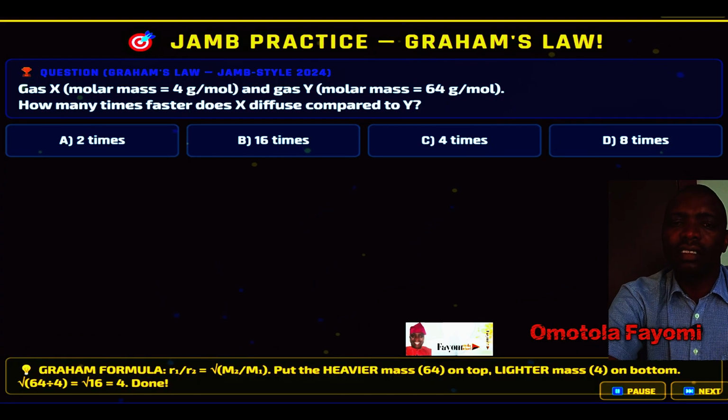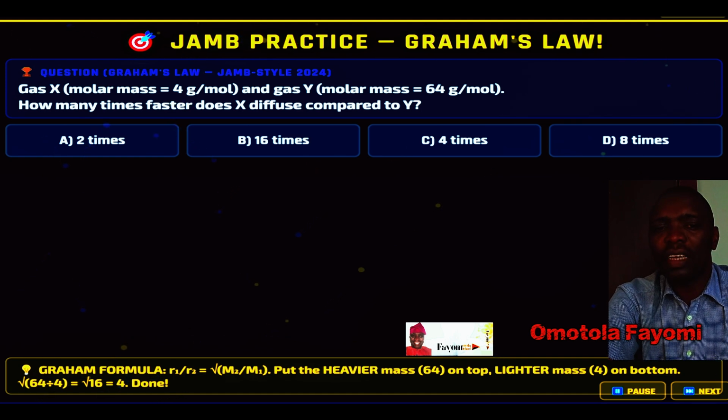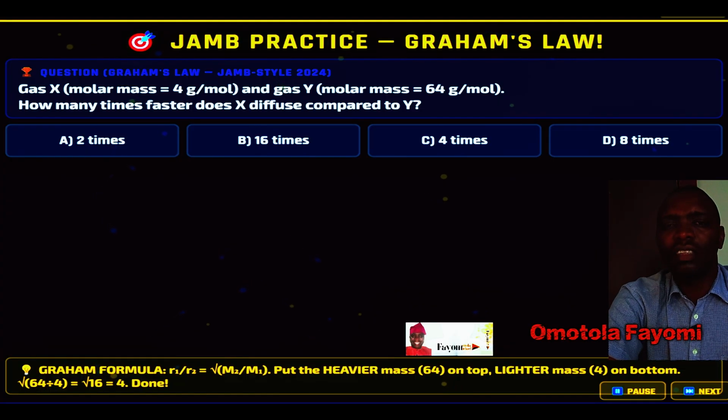Let me highlight the JAMB trap. Many students choose B, 16, because 64 divided by 4 equals 16, but they forgot the square root. Always apply the square root at the end. Square root of 16 equals 4, not 16. This mistake costs marks every year. Do not let it cost yours.